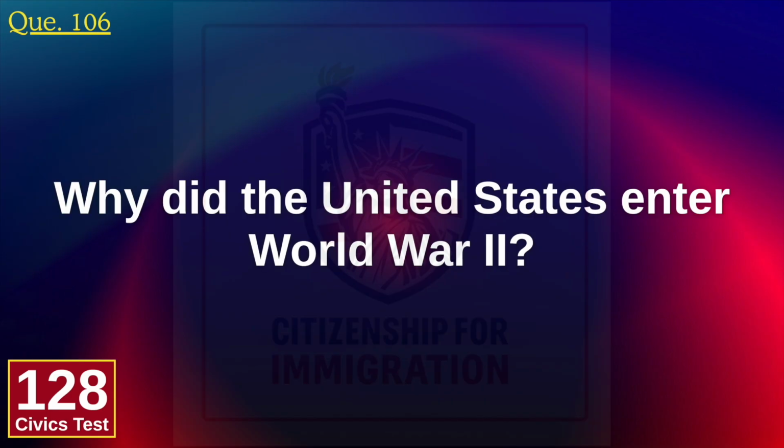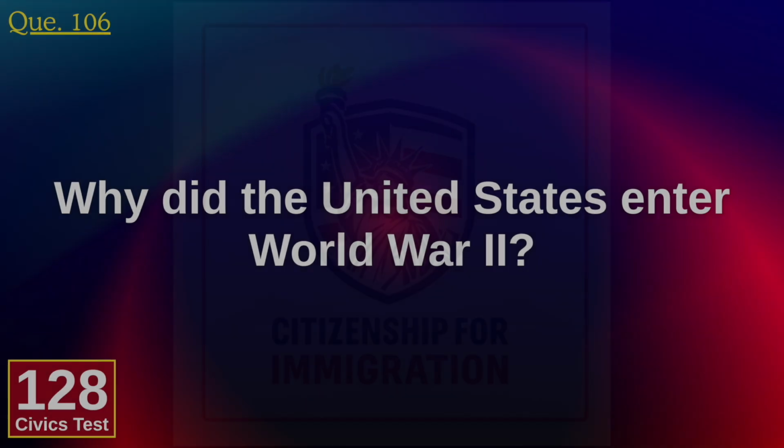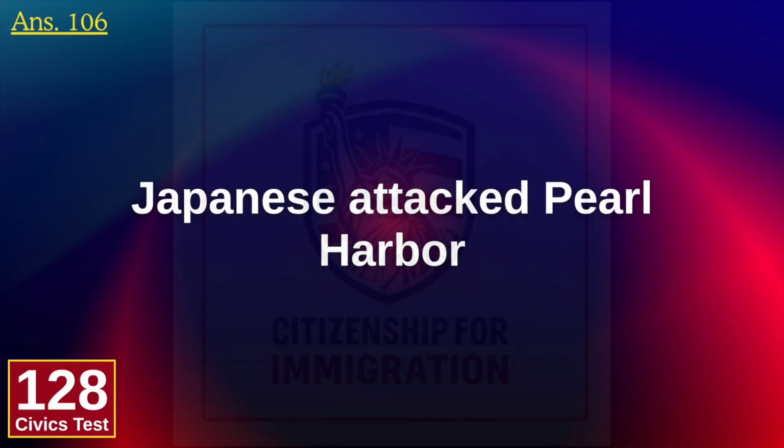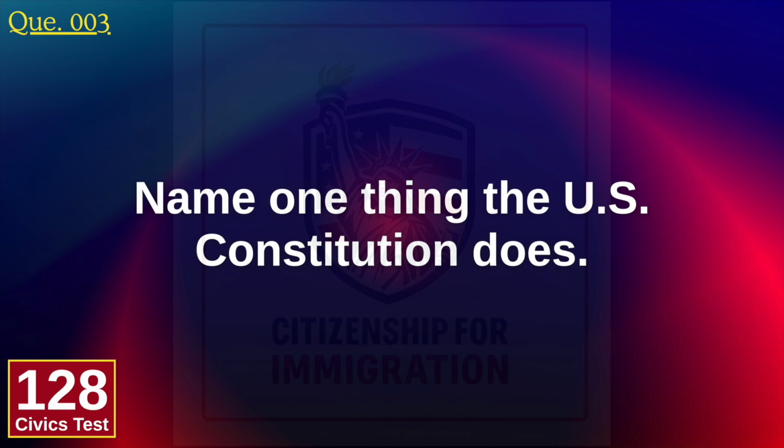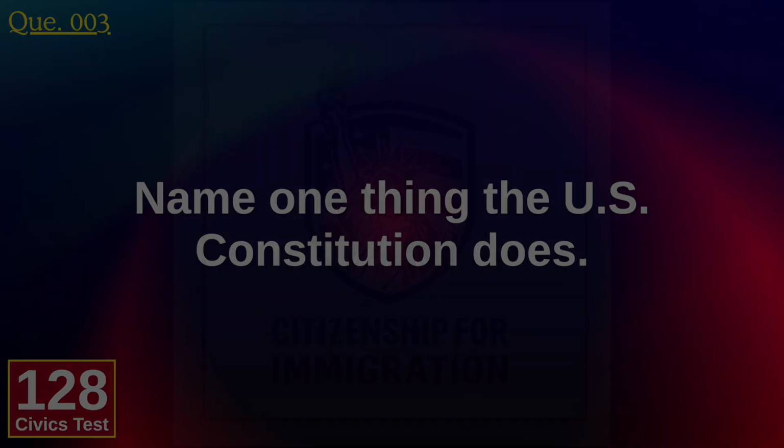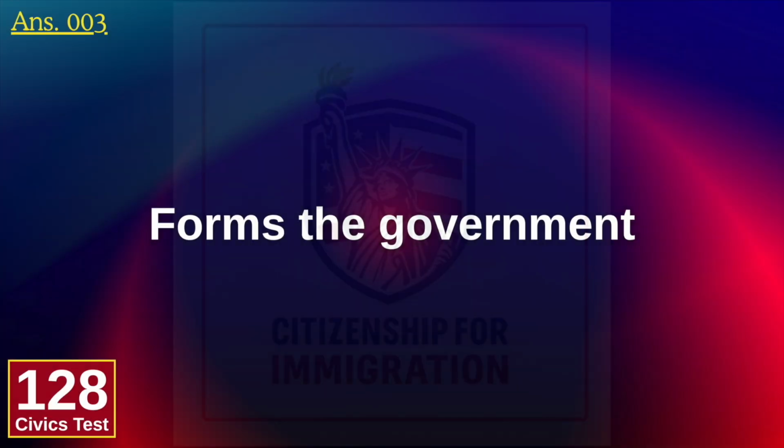Why did the United States enter World War II? Japanese attacked Pearl Harbor. Name one thing the U.S. Constitution does. Forms the government.